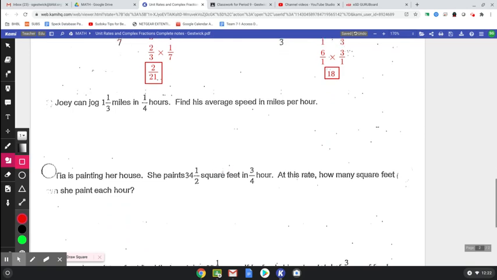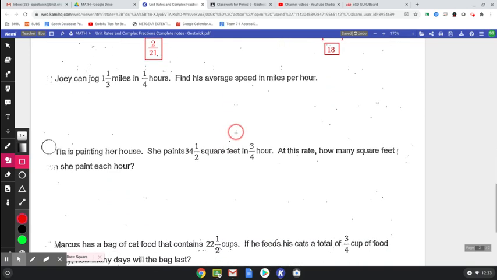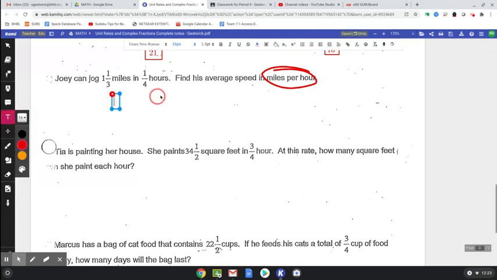Alrighty, let's see if we can try this first problem here. Joey can jog 1 1/3 miles in a quarter hour. Find his average speed in, here's an important thing, miles per hour. It's telling you how to set it up. When I see those words, I immediately set it up as a fraction. So I know I have to figure out miles over hour. Miles per hour.